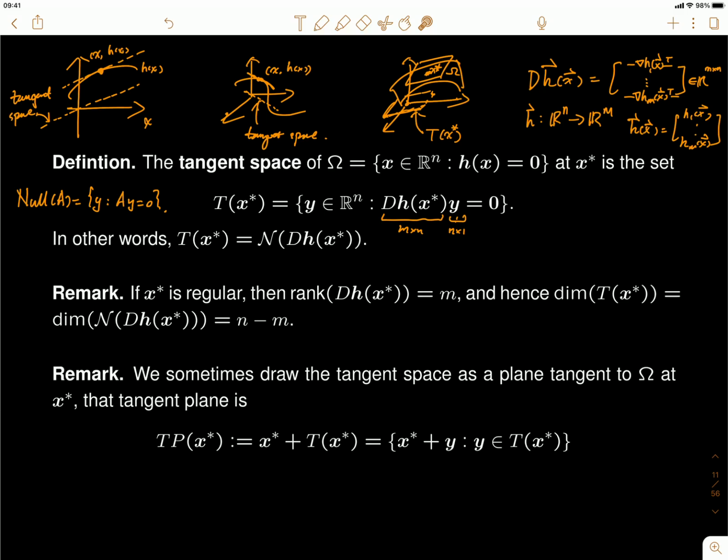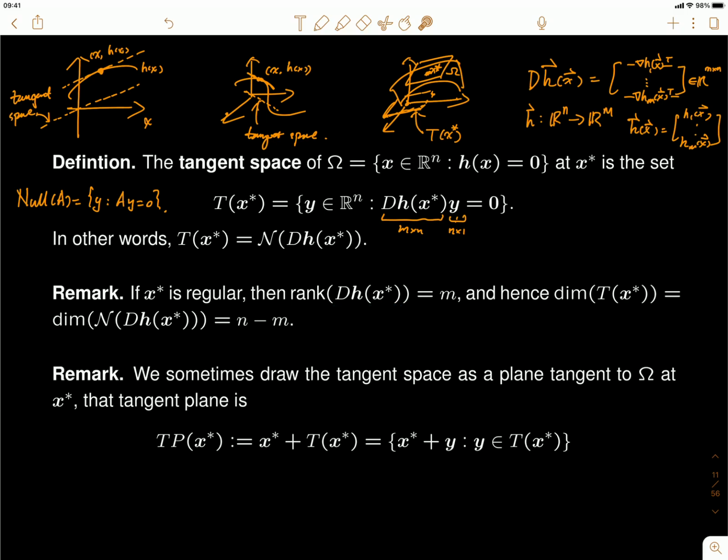Okay, so remember that when x star is a regular point, then the Jacobian matrix has full rank. But since we already have m less than or equal to n, the rank of a matrix can be as large as the smaller value of m and n. So the rank of this Jacobian will be equal to m. Okay, and in this case, the null space dimension is equal to n minus m.